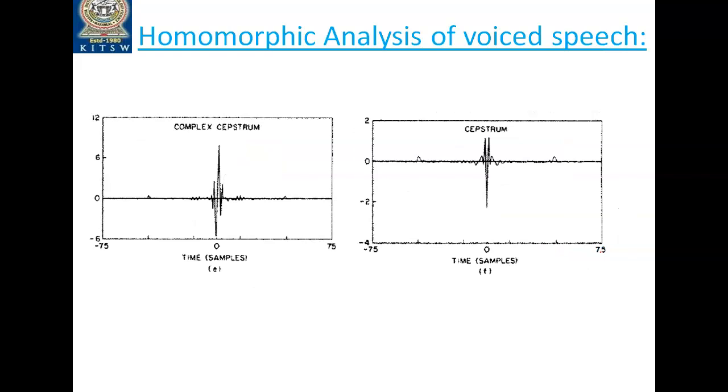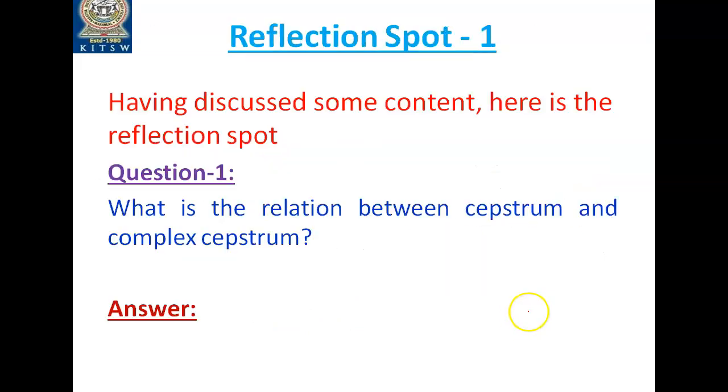Now, from that we can also estimate the complex cepstrum. Once we know the Fourier transform of the windowed speech signal, it is easy for us to compute the complex cepstrum and the real cepstrum. There is a relation between these two, which we clearly saw in the previous video also. So there is a complex cepstrum representation, and this is the cepstrum representation.